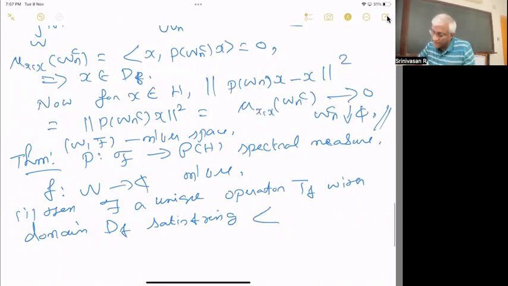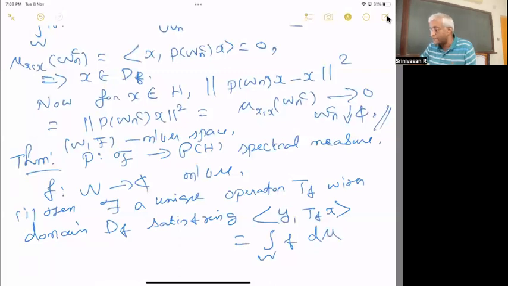You can take this as the definition of the operator, because an operator has to take something to something, and that element is given by a linear function. By the inner product, you can define this: it is equal to <y, T_f x> equals the integral over omega of f d mu_{y,x}. What do you mean by f from omega to C is measurable?